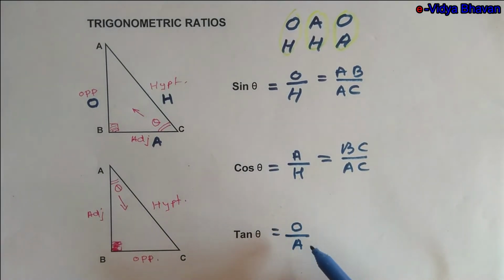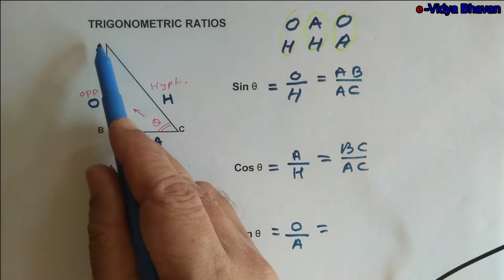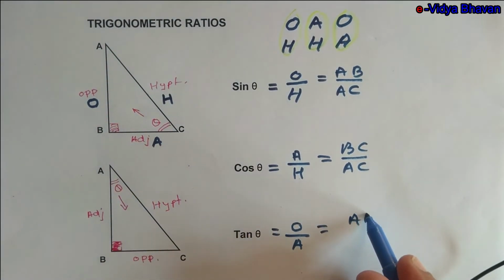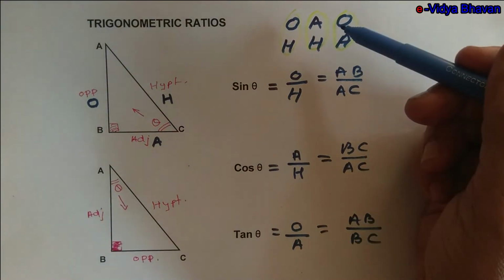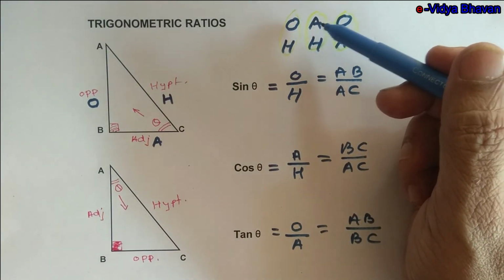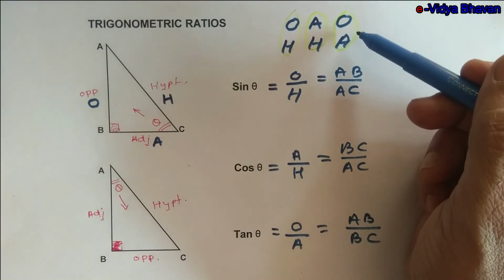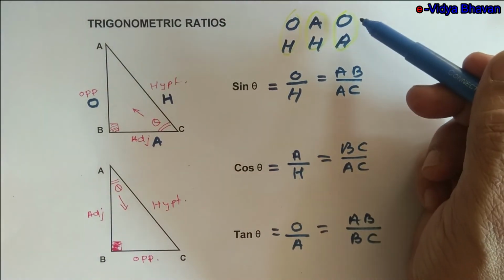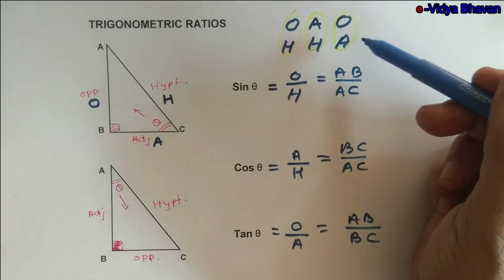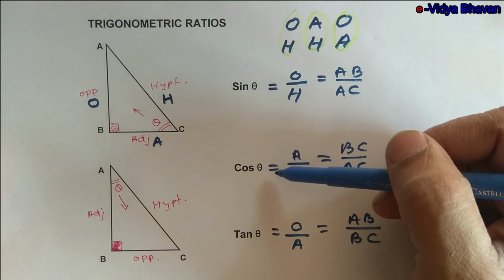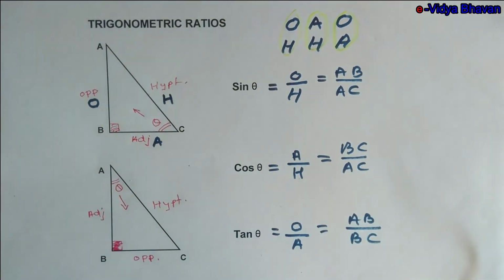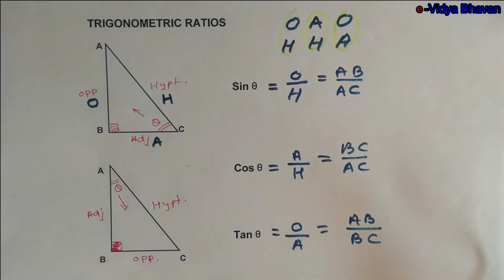That is opposite upon adjacent. Here opposite is AB, adjacent is BC. So if you remember this alphabet OAO, HHA, old Appu, old happy healthy Appu, O upon H will give you sin theta, A upon H will give you cos theta, O upon A will give you tan theta. So try to remember these basic important formulae.